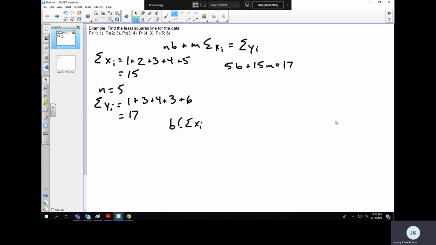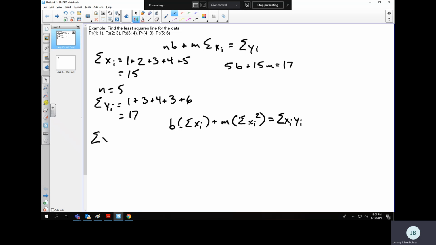Okay, the second equation that we're going to use is b times the sum of the xi's plus m times the sum of the xi's squared equals the sum of the xi's times the yi's. So that just means that we're going to take each of these and multiply them out, and that's going to be xi yi. Okay, so let's take a look at what we've got here. We already know the sum of the xi's. We want to know the sum of the xi's squared.